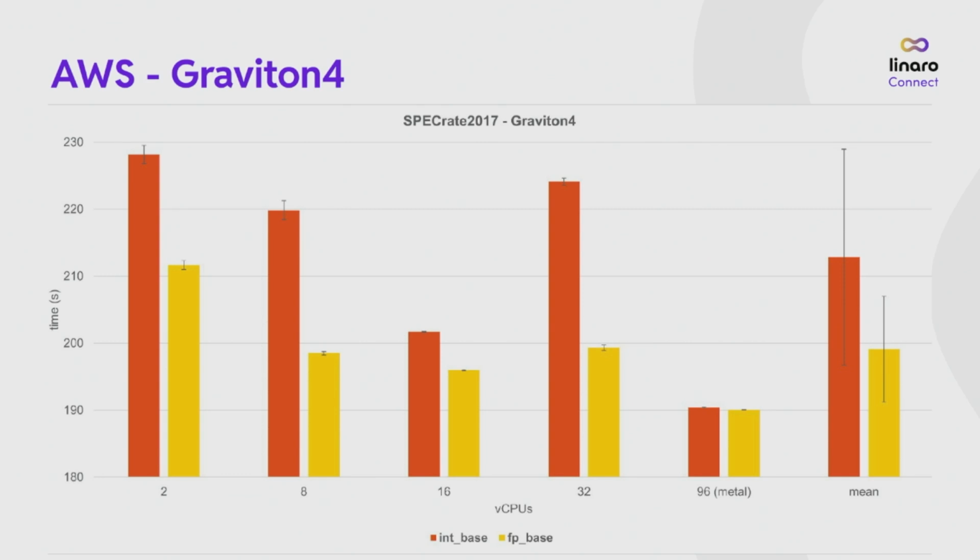Okay, so let's start with the Graviton4 results. In this chart, we have the cloud instances organized by the number of virtual CPUs in the horizontal axis. The vertical axis has the time in seconds. And for each instance, there is the time for the integer benchmarks and for the floating point ones. And what you can notice here is that the times vary quite a bit if we consider different instances.